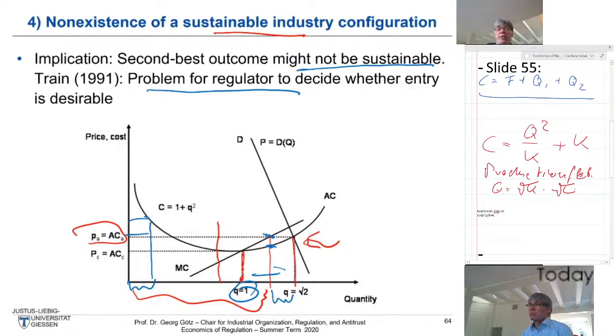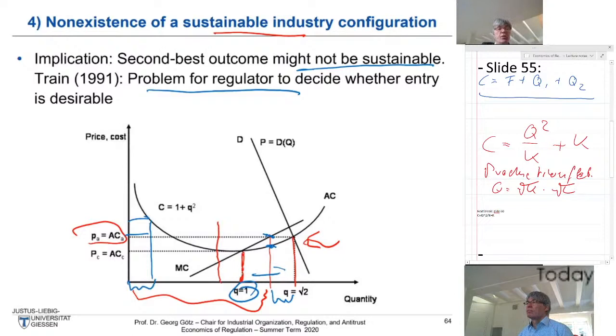Kenneth Train describes this in some detail in his book Optimal Regulation. So the problem is, if you have such a structure, you would have potential entrants who want to enter, but you don't know whether it's a good thing to enter or not if you are a regulator who wants to maximize social welfare. We will later on see that we typically do not prohibit firms from entering, but as a regulator you might think about it. Actually, we didn't have entry in the long-distance bus business, the coaches business, in Germany until a few years ago. You might remember.